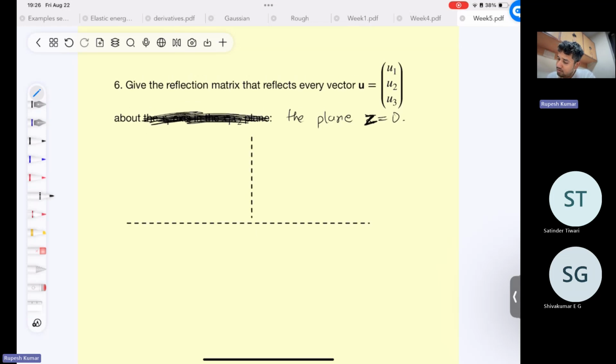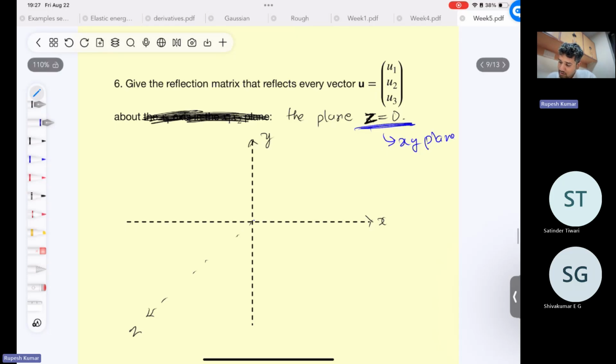Now again, this is your plane z equals 0. This is the x1, x2 plane. So let's take the x and y axes, and z would be somewhere in this direction. But I'm talking about the plane represented by the equation z equals 0. This is essentially the xy plane. Everyone agrees on this? Yes. Now you have some vector u.